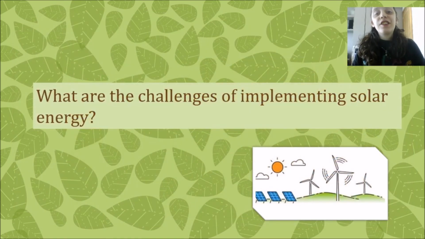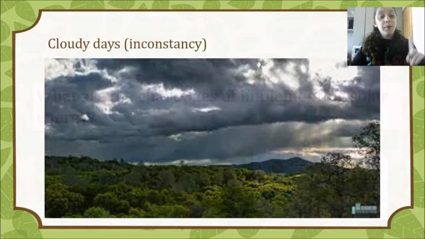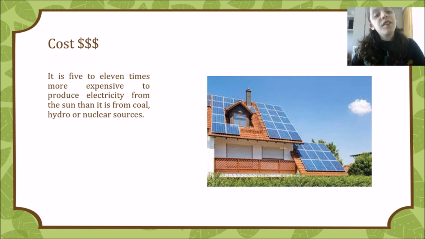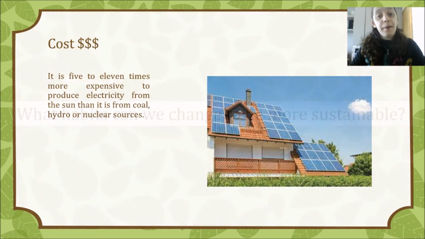What are the challenges of implementing solar energy? There are many challenges, but one of them is cloudy days, so it's inconsistent. And another one is the cost, because it's 5 to 11 times more expensive to produce electricity from the sun than it is from coal, hydro, or nuclear sources. So the cost is very high.